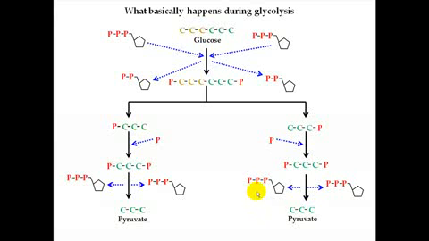And so you see at the end, if you were to tally up the net total of ATPs that are being made during glycolysis, you see that 1, 2, 3, 4 are produced. 1, 2 were actually required at the beginning, so 4 minus 2 means that there is a net total of 2 ATPs that are produced during glycolysis.